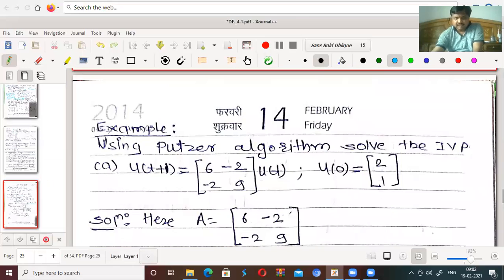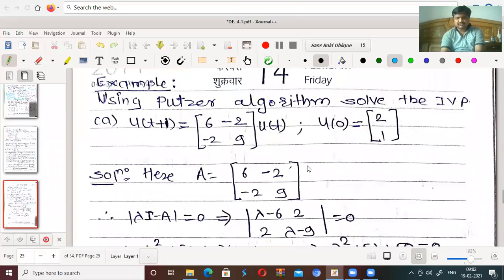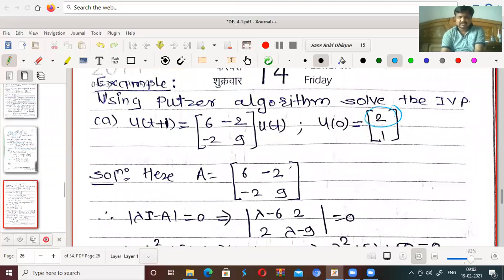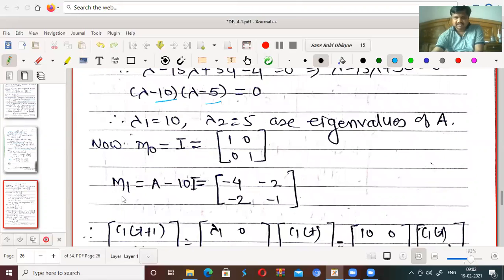So by using the same algorithm, we can solve some remaining examples also. Only alpha and beta are here 2 and 1. All other terms are the same. Here we find the characteristic equation. So lambda 1 equal to 10 and lambda 2 equal to 5 are the two eigenvalues. M0 is the identity matrix, M1 is A minus lambda 1 I, that is A minus 10I.